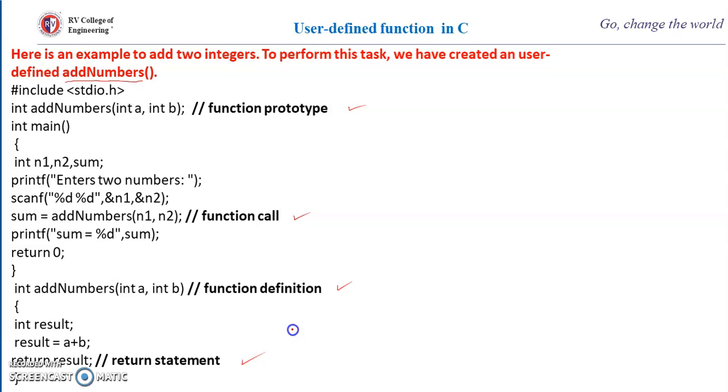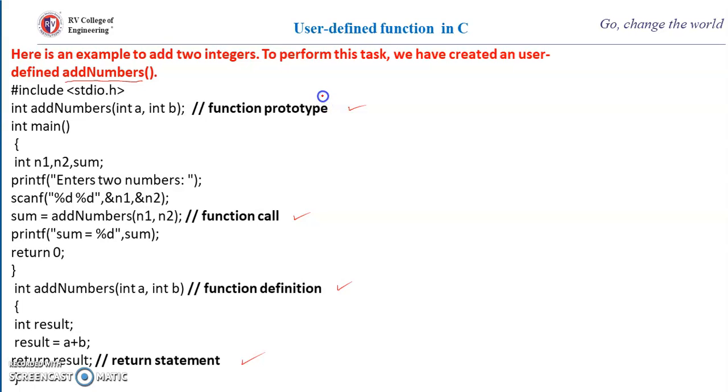There is one more thing: the function prototype is optional. For example, if I write the main function first and then write the function definition after the main function, then you have to write the function prototype. But if you write the function definition first and then the main function, then this part is optional. Writing the function prototype is not required. But when you write the main function first and then the function definition, you have to write the function prototype.